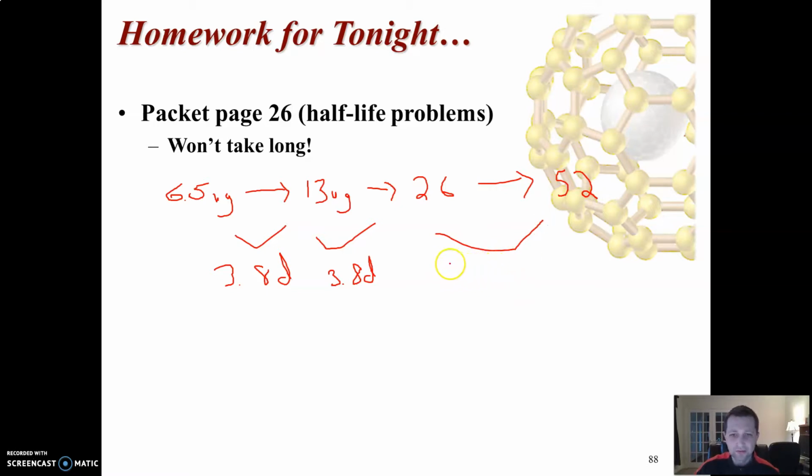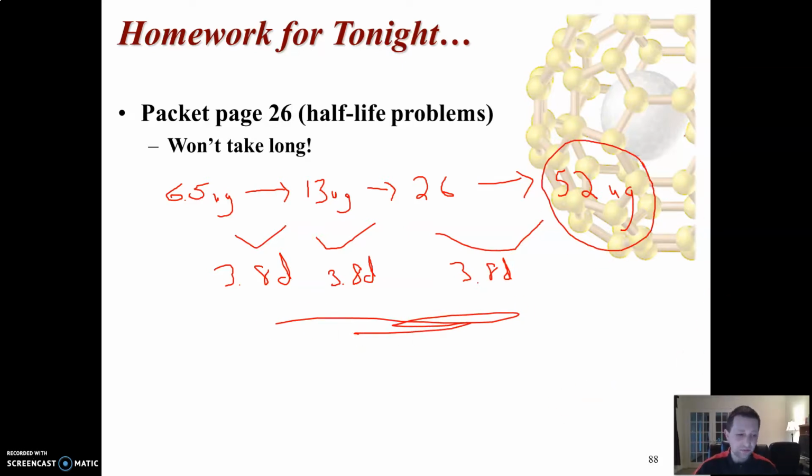So that's another 3.8 days. We went back in time 3.8 days, 3.8 days, another 3.8 days, a total of 11.4 days if you add all that up, and we have 52 micrograms, what we started with. So it's not a big deal here. You're either letting the sample decay, or you're seeing how much you have at some point in time and want to know how much you initially had. So I'm doubling everything to go back in time.